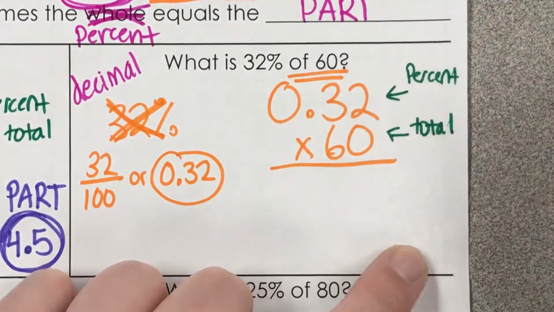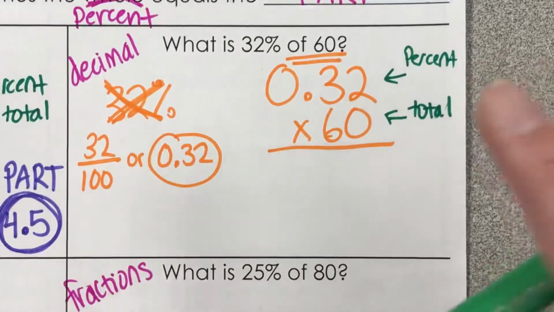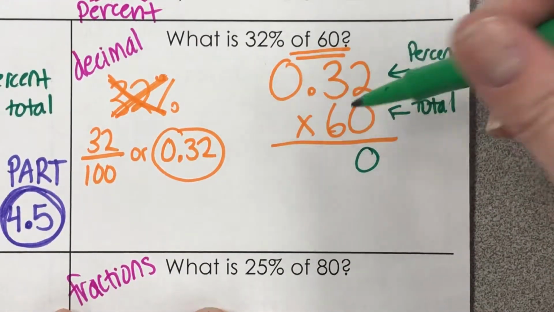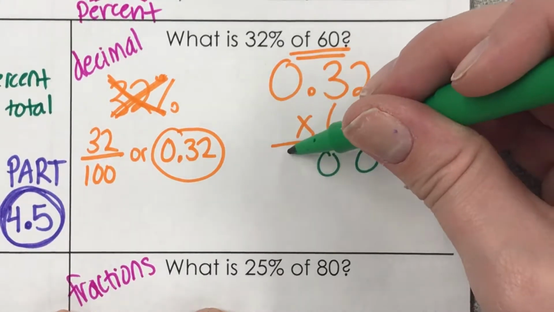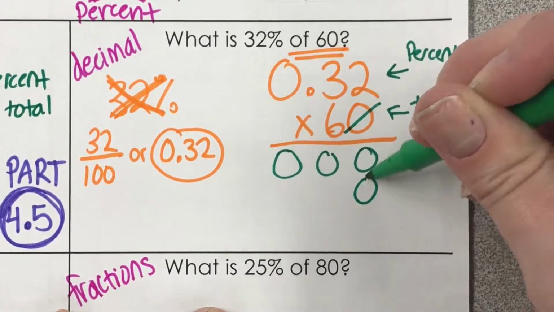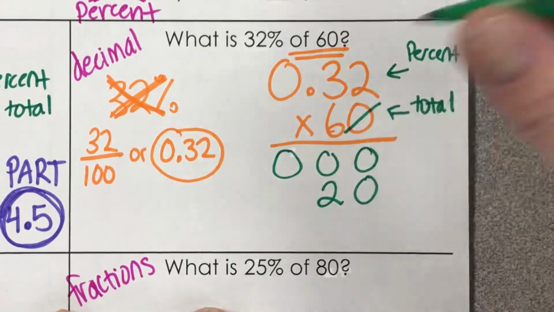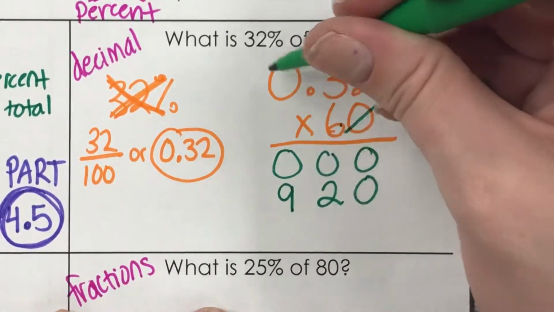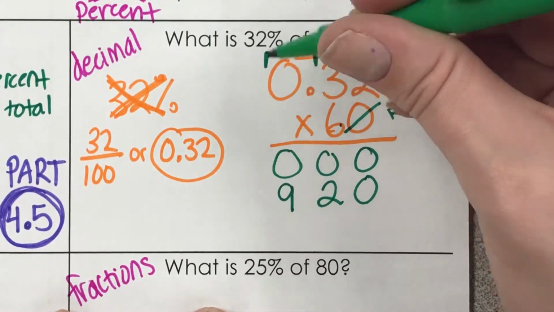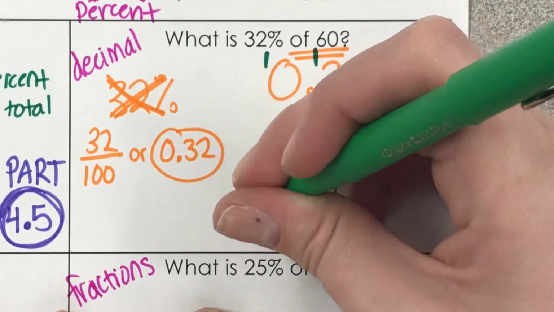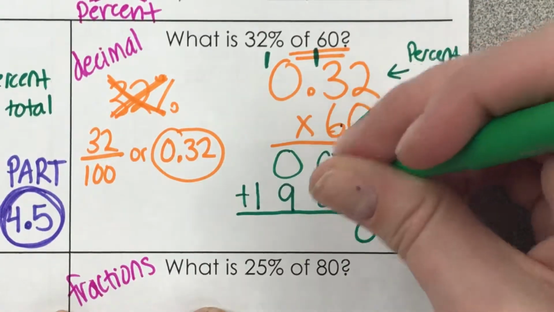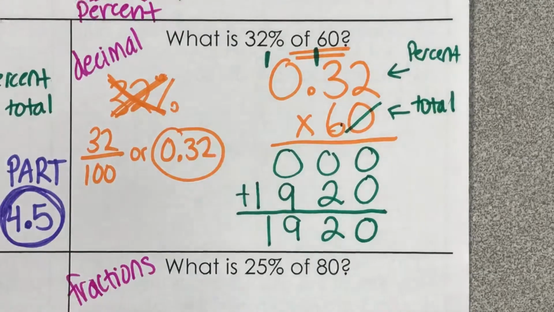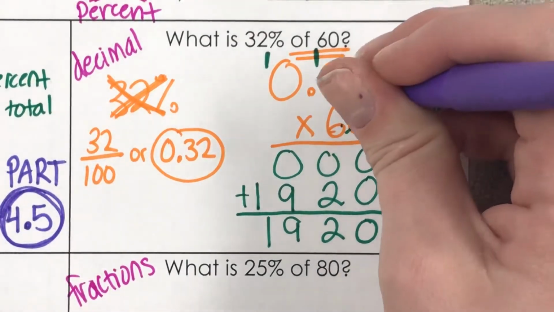I have my total, and I'm just going to multiply them as normal. So I have 2 times 0 is 0. 3 times 0 is 0. 0 times 0 is, guess what? It's 0. Tic-tac-toe. 2 times 6 is 12. Carry the 1. 6 times 3 is 18, plus 1 is 19. Carry the 1. 6 times 0 is 0, plus 1 is 1. 0, 2, 9, 1.